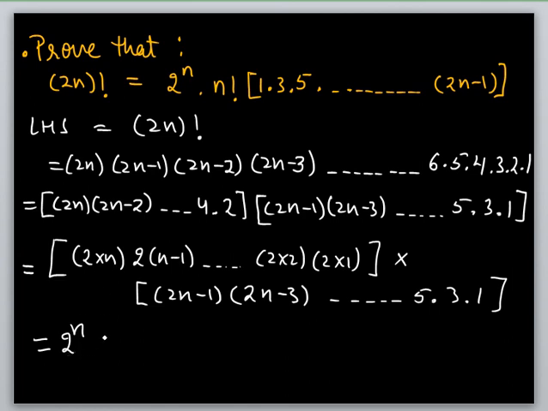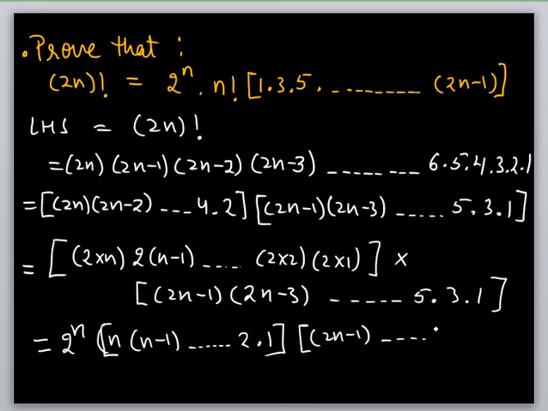Okay, then what is left in the product? In the product you are left with n. Here you are left with n minus 1. Obviously in the next term it will be n minus 2 and so on. See, here I am left with 2 and then it is 1. And the later part as it is, 2n minus 1 till 5, 3, 1.